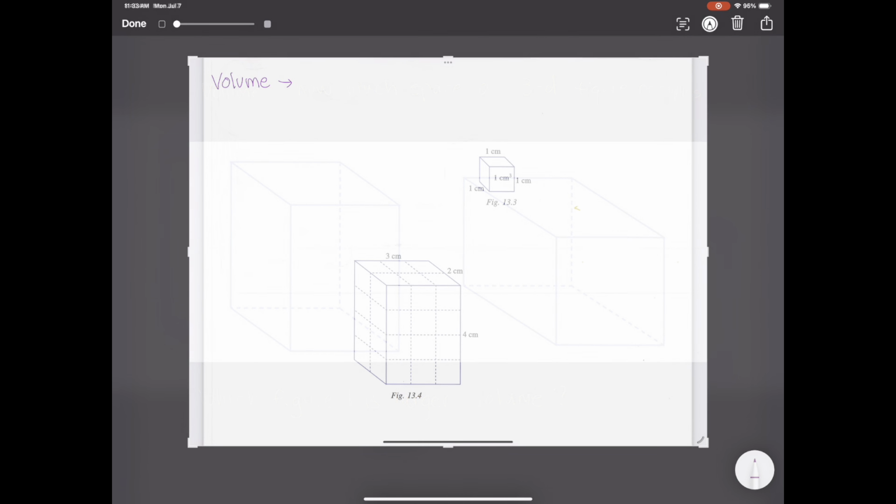To measure volume, we must have a volume unit. In the top right figure, we have a cube, which has a length of 1 centimeter, a width of 1 centimeter, and a height of 1 centimeter. We call this unit 1 cubic centimeter. It is a unit of measurement in the metric system. 1 cubic centimeter also equals 1 milliliter.